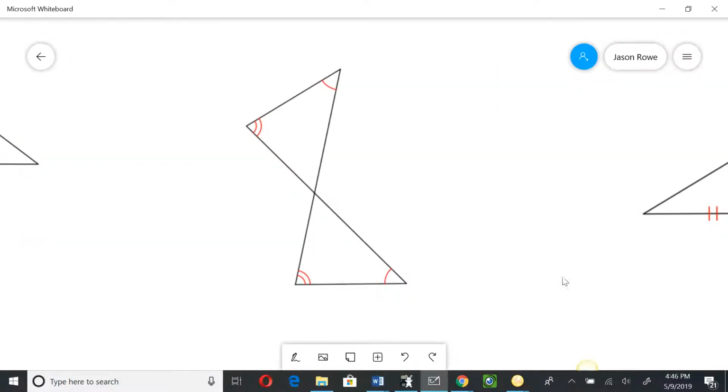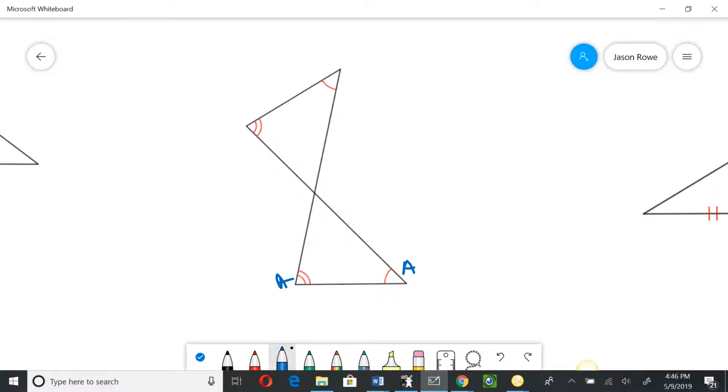So let's take a look at this one. Is there any way to show that these two triangles are congruent? So let's look at my markings. All I've got is angles. I've got an angle, I've got an angle, I've got an angle, I've got an angle. I have no sides where there's no angle congruence. So again, this would be a no, that these are not congruent. We don't have enough information.